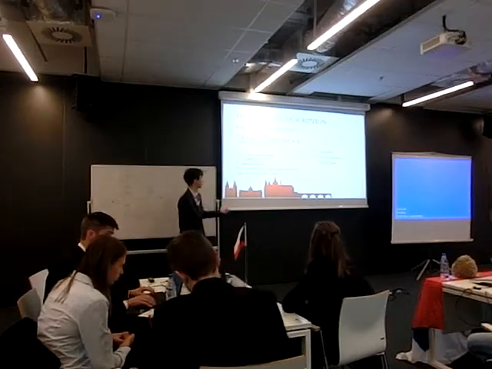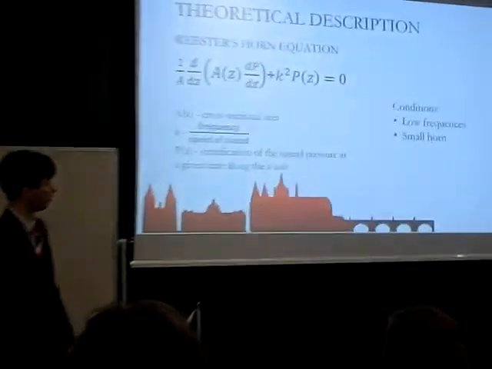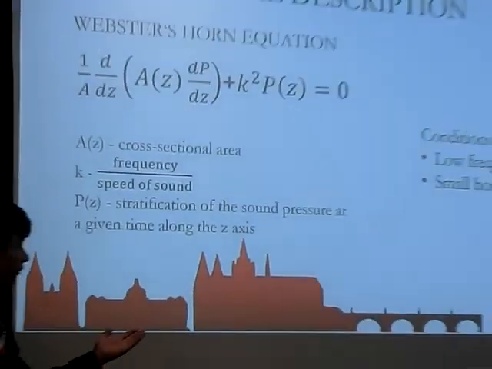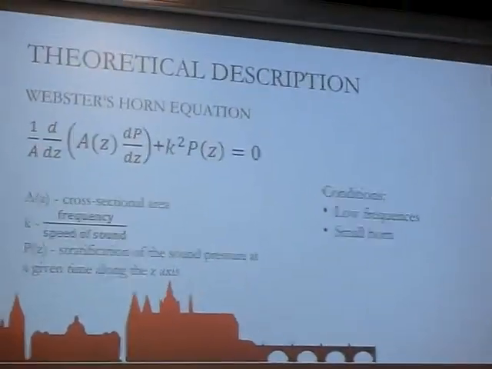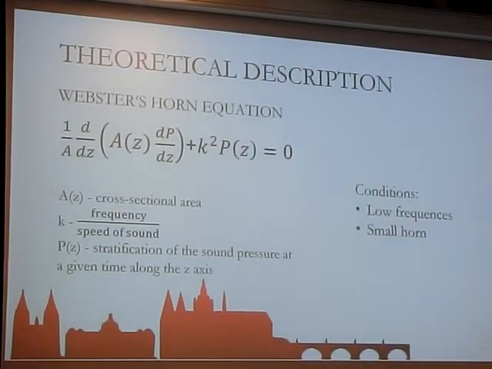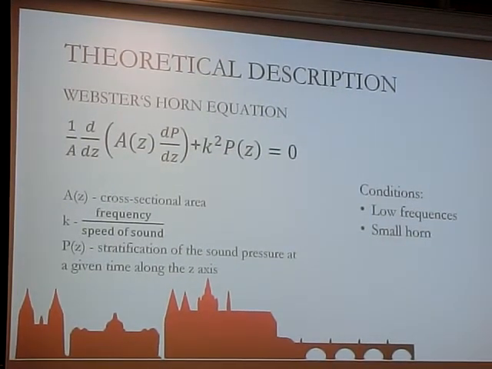Time only z-axis, and the conditions for where this theoretical description actually works is we get low frequencies, as the wavelength is similar to the size of the horn, and also that the horn is not so big. Also, I think that it involves something like an infinitely long horn and such stuff which is not real, so there are some assumptions.